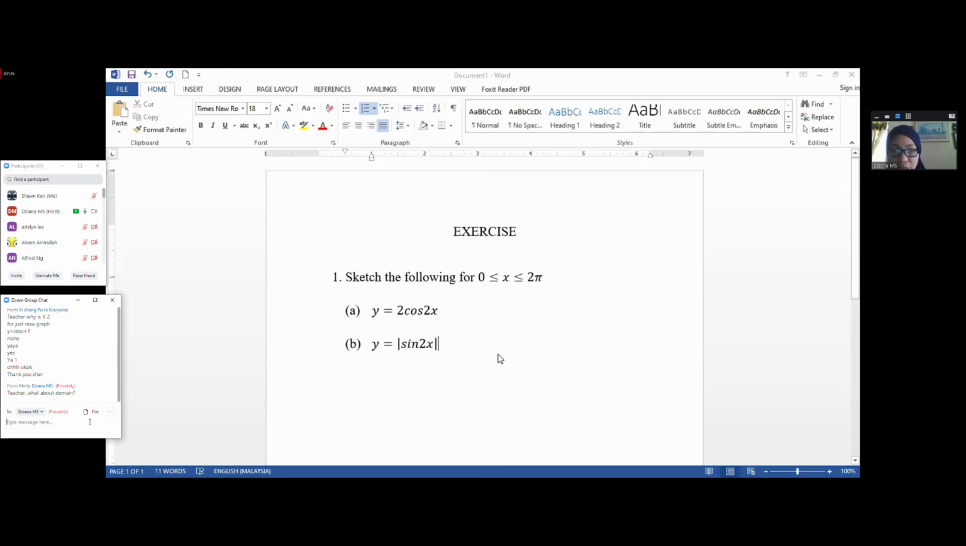The first one, 2 cos 2x, has 2 changes: the number in front and the cycle. The second is the modulus of sine 2x. Only these 2 first. Then in the next class, I will give you sample examples of questions. I think our next class is next week. Friday is a holiday. Is there any question?